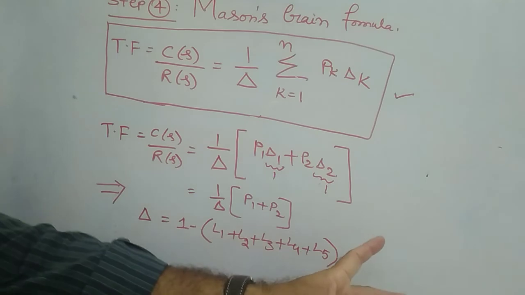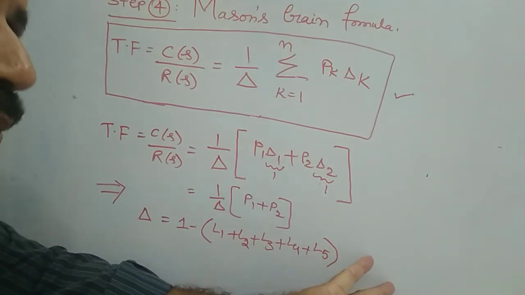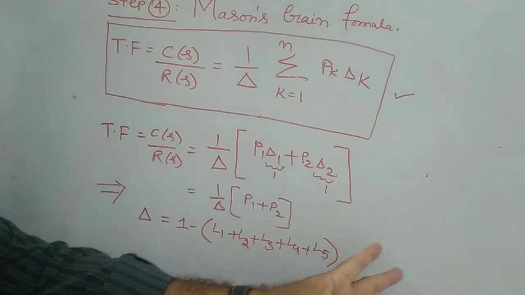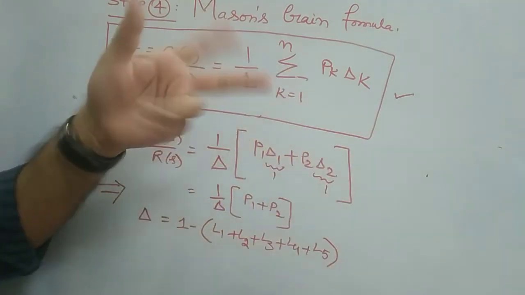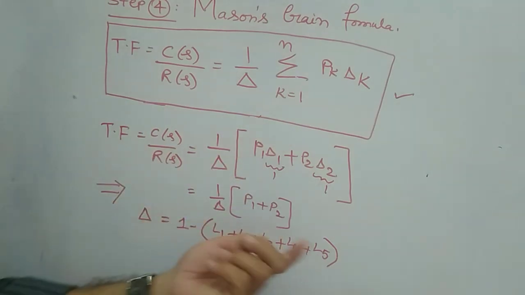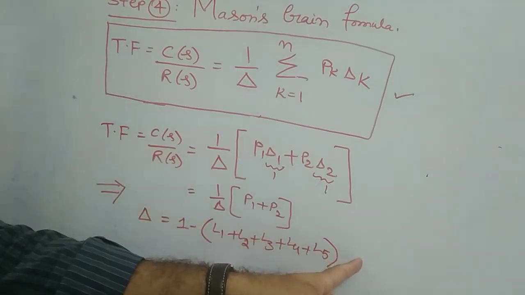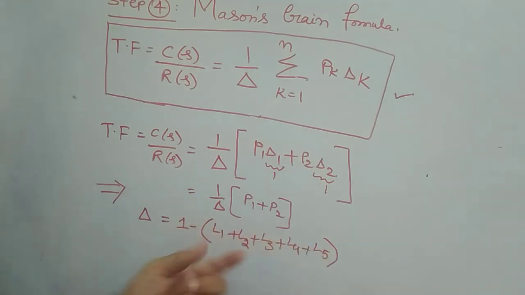Plus, if two possible combinations of non-touching loops are there, then you will have some value. Here, you don't have 2 non-touching or 3 non-touching loops. Therefore, this delta finishes here itself. There is no further component here. This much only: 1 minus (L1 plus L2 plus L3 plus L4 and L5). That is your delta.